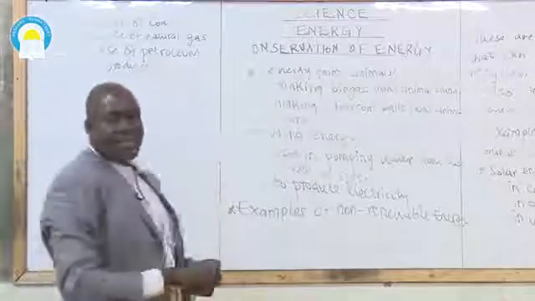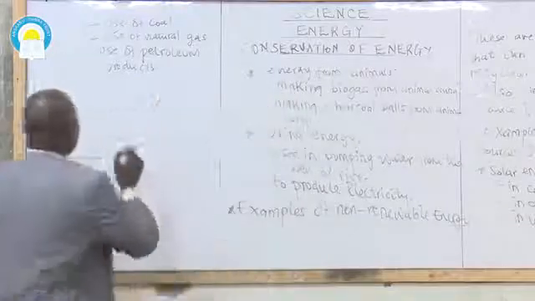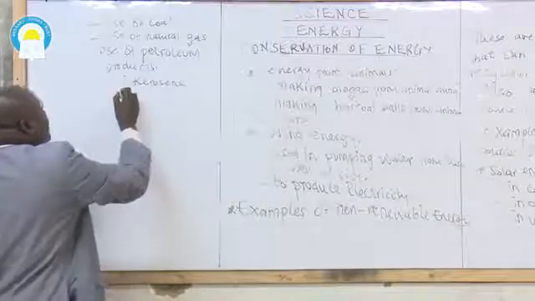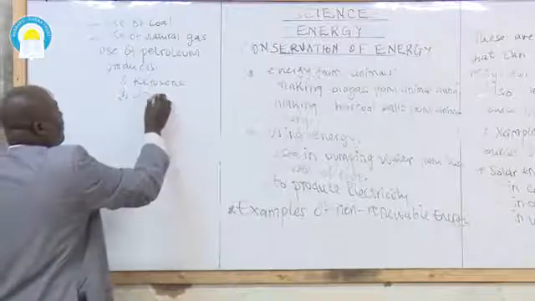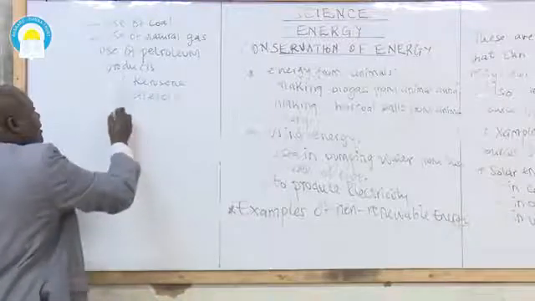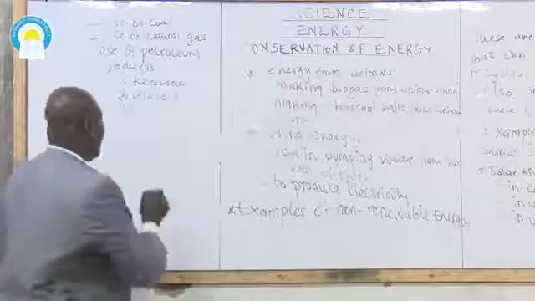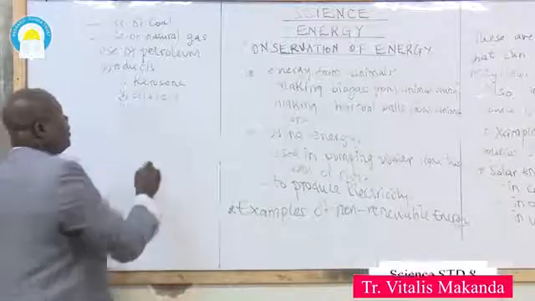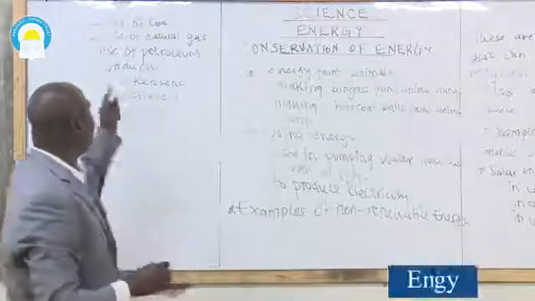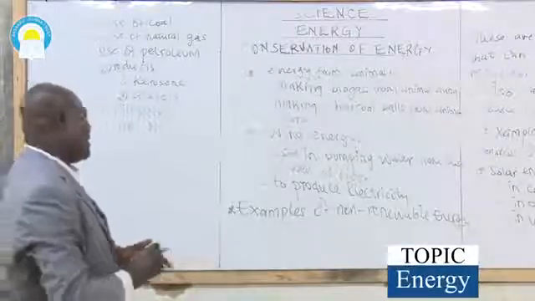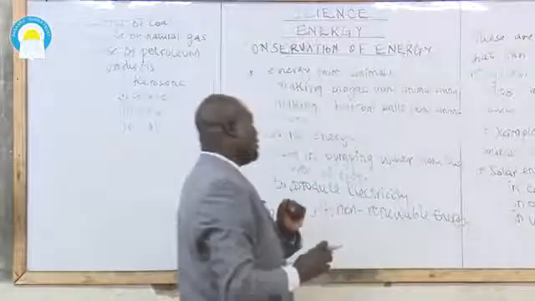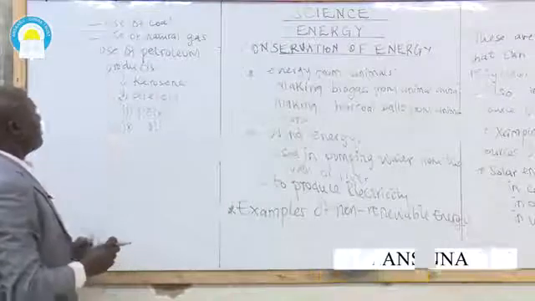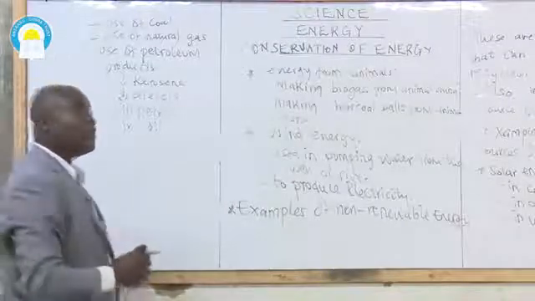When I talk about petroleum products here, I mean things like kerosene. That one is under fuel. Two, we have diesel, which we use in cars and other machines. Number three, we have petrol, which is used mostly in cars. Then four, we have oil. All of these are examples of petroleum products. Therefore, examples of non-renewable energy: one, use of coal, use of natural gas, use of petroleum products, which are kerosene, diesel, petrol, and oil.